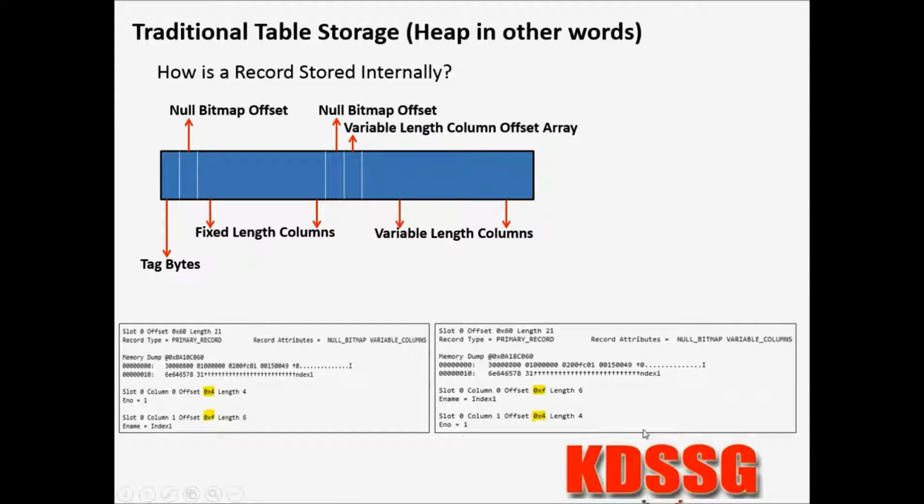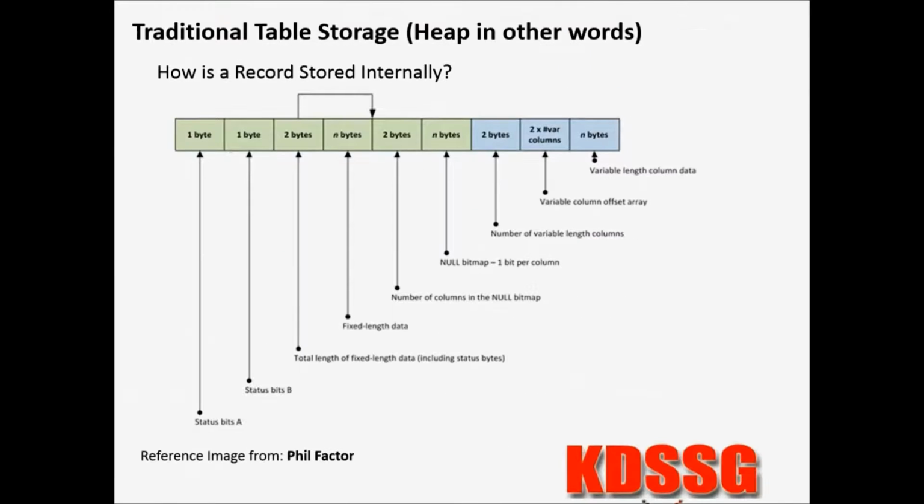If I reverse the columns, I create employee name first and employee number next. Even then, it will store employee number at the 4th location and employee name at the F location. That means it is storing number first. So this is just to prove that your fixed length columns are always stored first and then your variable length columns are stored next.